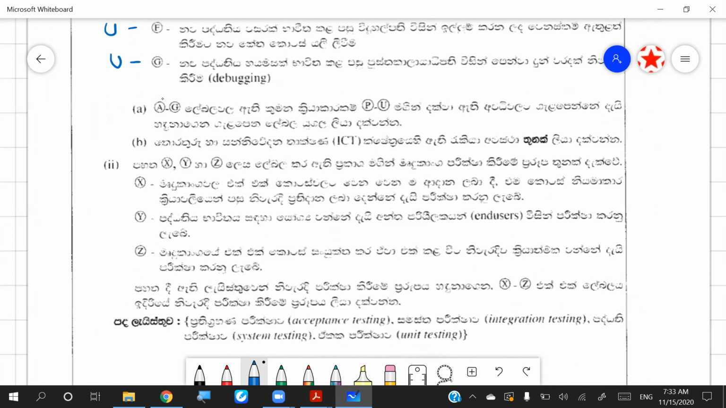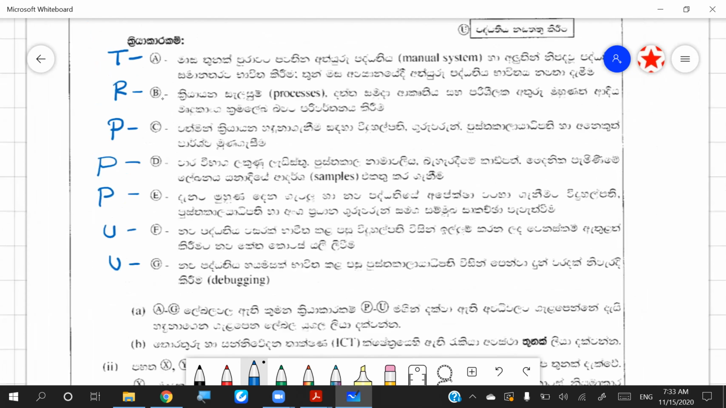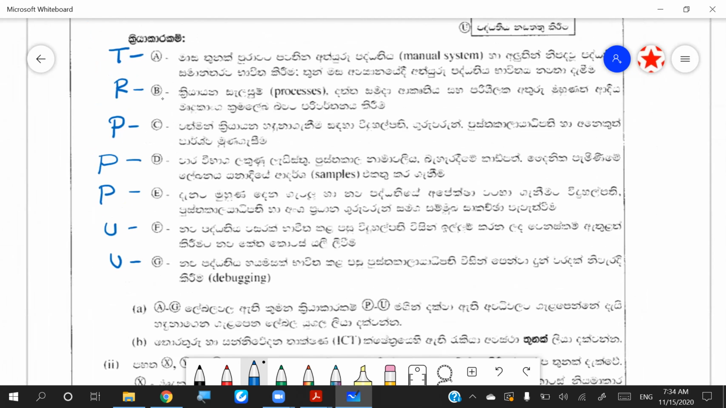So moving forward, in the next part, they are asking you to list 3 employment opportunities in the ICT field. There are many, right? There are programmers, software engineers, tech leads, senior software engineers, quality assurance people, project managers, web designers, and interface designers.